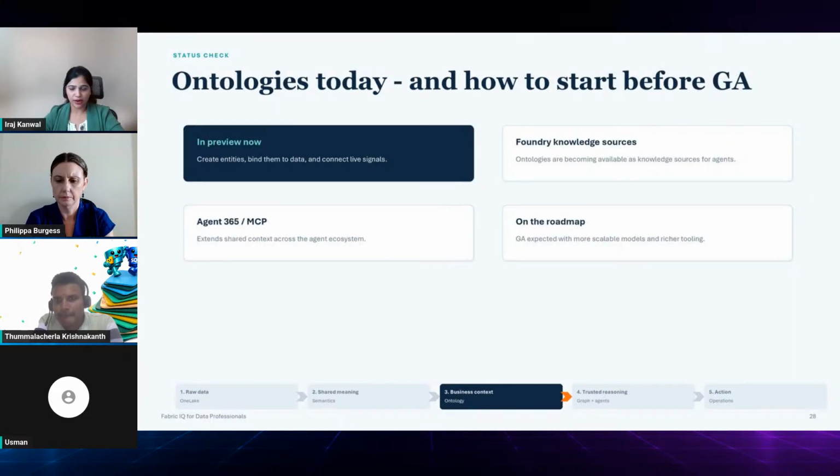So where is ontology today? Ontology is a preview feature. So the right approach to deliberate learning is to not start by trying to model the entire enterprise. Start with a sandbox workspace with one domain, define entities, bind properties to data, model key relationships, and test a simple agent scenario. Preview does not mean to ignore it.